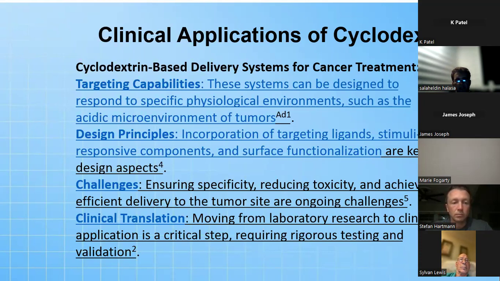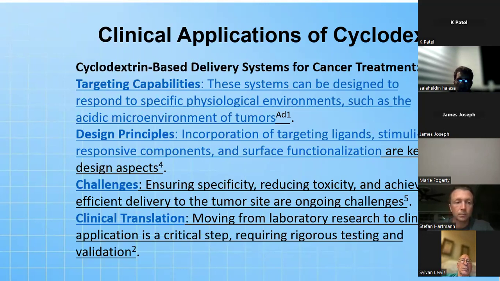There are many things that we can do and modify, but I like to block them with platelet nanoparticle, because platelets themselves have a lot of receptors that target the pathology and target the cancer. Ensuring efficacy, reducing toxicity, and achieving efficient delivery to the tumor sites are ongoing challenges, and I think cyclodextrin will be some answer. It will answer some questions and resolve some problems.